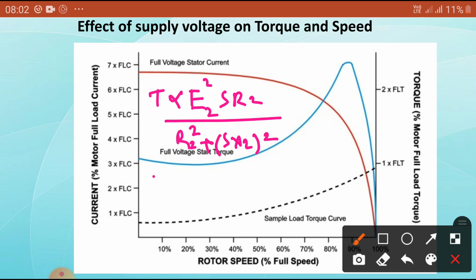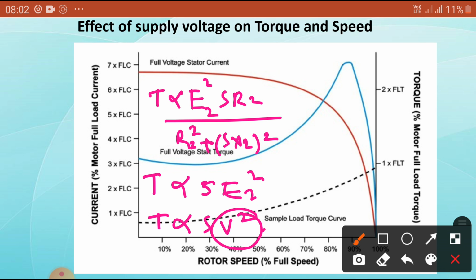Okay. Now, what is the torque? Torque is directly proportional to S into E2 whole square. So, what is the E2? That is equal, torque is directly S into V square. That means here the torque is directly proportional to the V square. What is the V? Supply voltage. That is why it is the drooping characteristics.